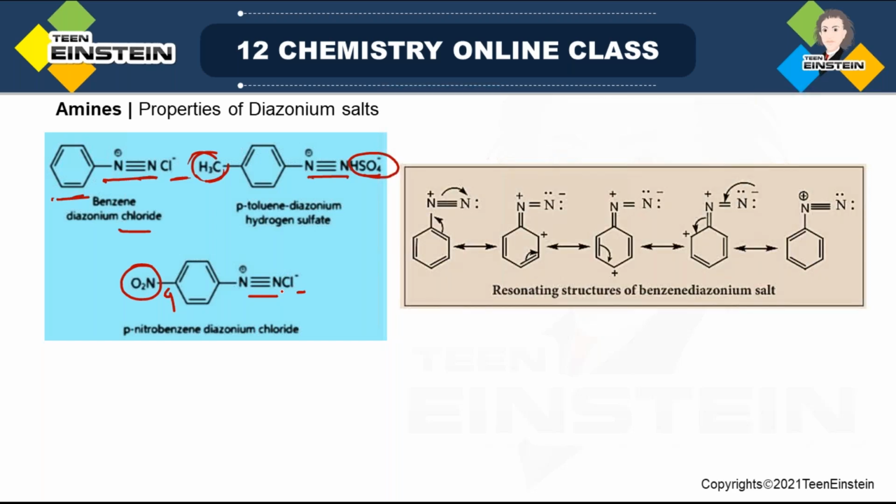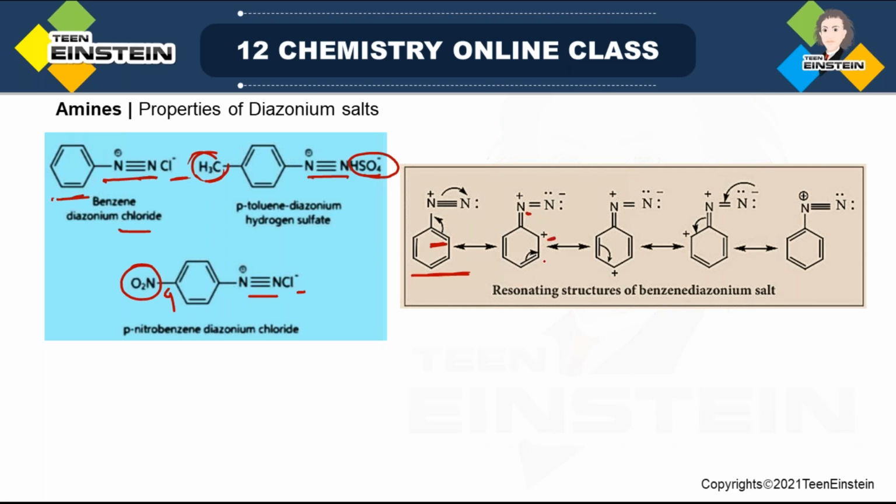Now if we see this, that is the resonance that is possible in diazonium salt. So this is the cationic part, just remove the anionic part and focus on the cationic part. What type of resonance is possible here? The double bonds of the benzene ring can take part in resonance. So see, now there is a positive charge.